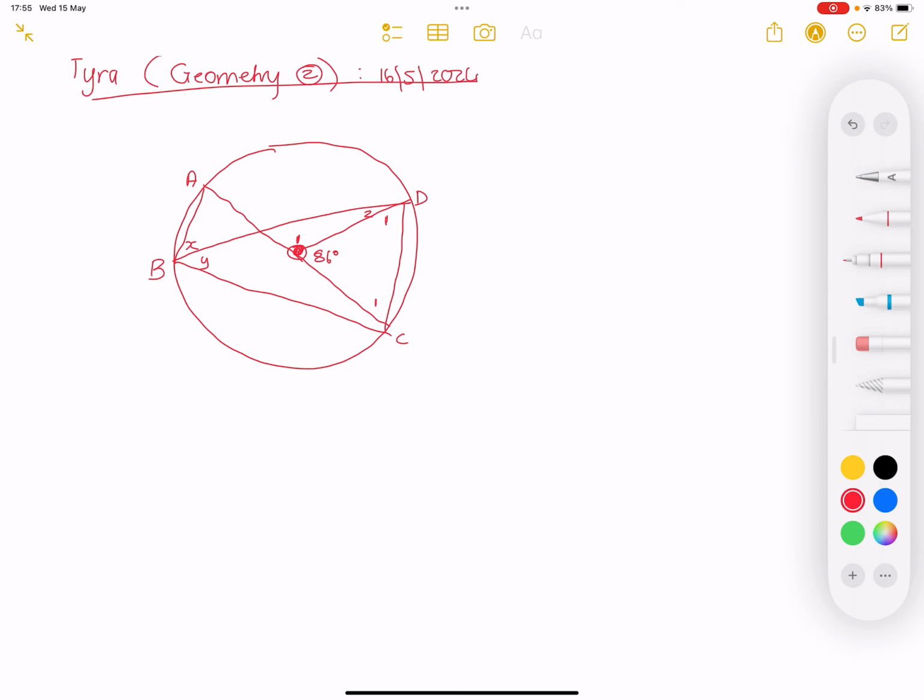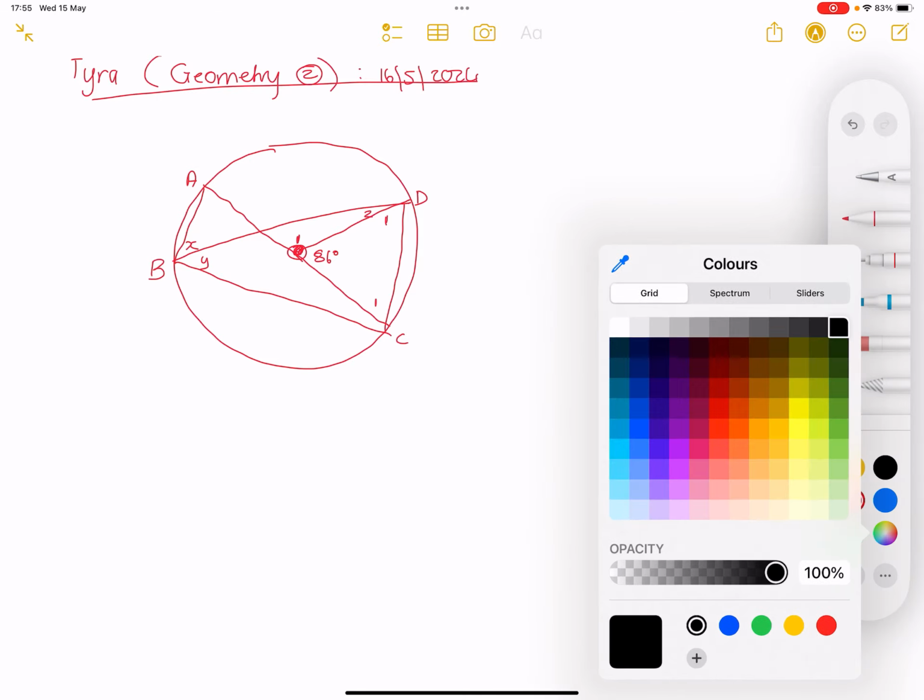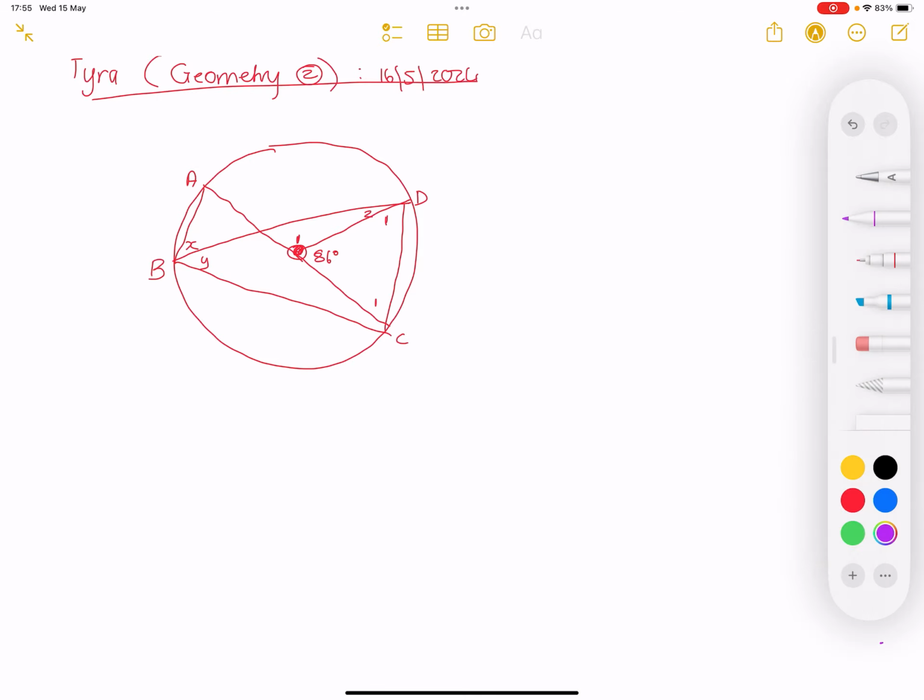So now if I look at 86, let's make this another color. I like the purple. So if I look at this one, do you see there's the angle at the center? And there's the angle at the circumference. Do you agree? Yes, ma'am. So now I'm going to say that y is equal to 86 divided by 2, which is 43 degrees.